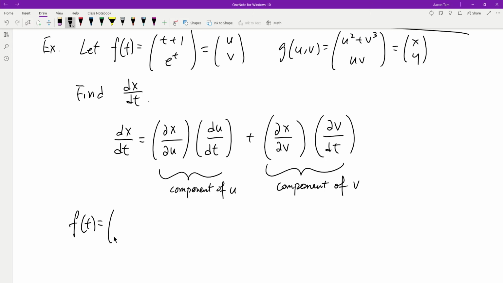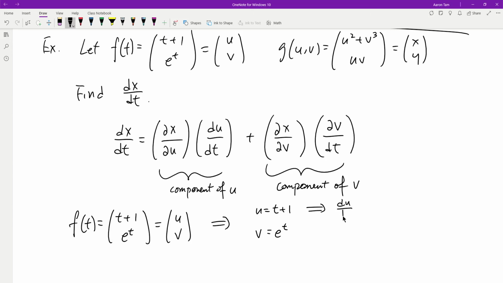If f of t is equal to (t plus 1)e to the t, which is equal to uv, then we can define u to be t plus 1 and v to be e to the t. Therefore, I can now say du over dt equals 1 and dv over dt equals e to the t. So I just found the two derivatives we need.